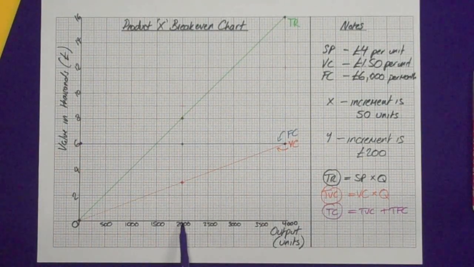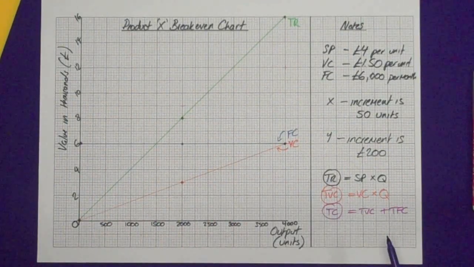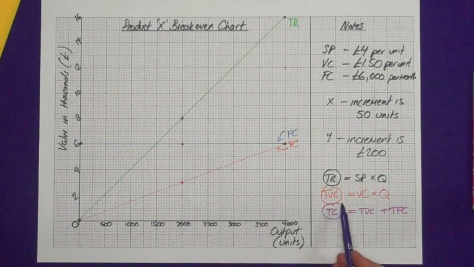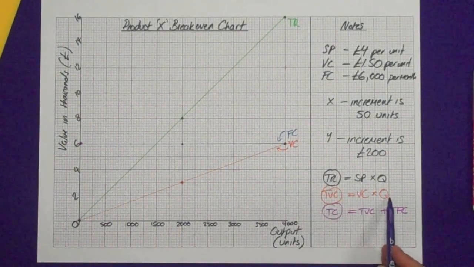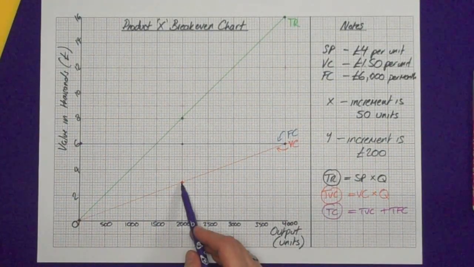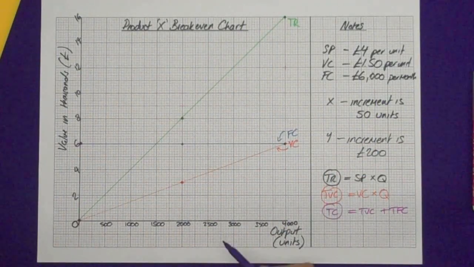At 2,000 units of output, our fixed cost, remember, stays exactly the same, £6,000. So what's our variable cost? Well, at 2,000 units of output, we calculate our variable cost to be £3,000. £1.50 times 2,000. So to get our total cost, £3,000 plus our fixed cost of 6 takes us to £9,000.